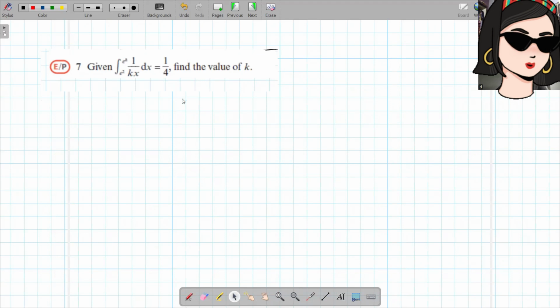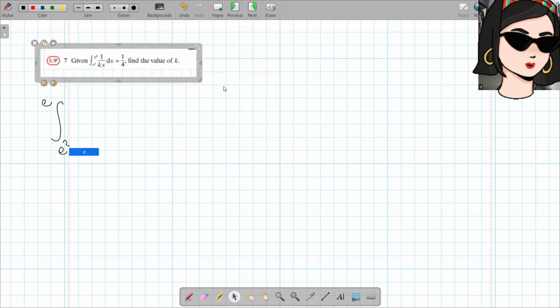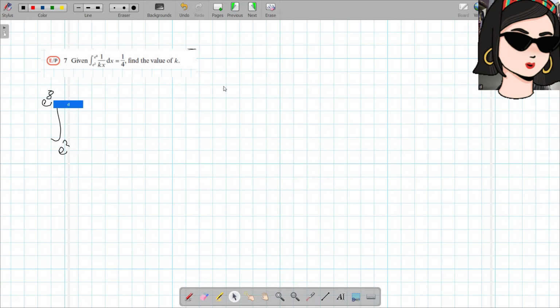Now, I want to see how you do it. Find the value of k. Is that e to the x at the top, or what is that? What number is that? E to the power 8. It's 8. Yes, e to the power 8, 1 over kx.